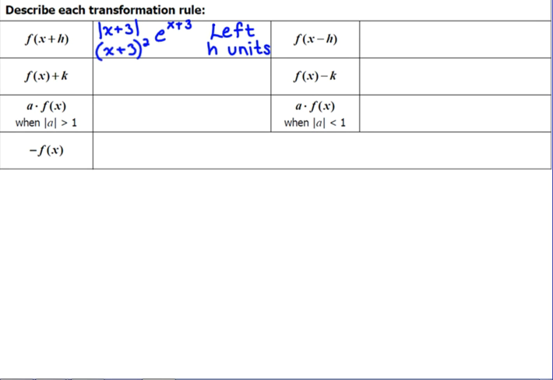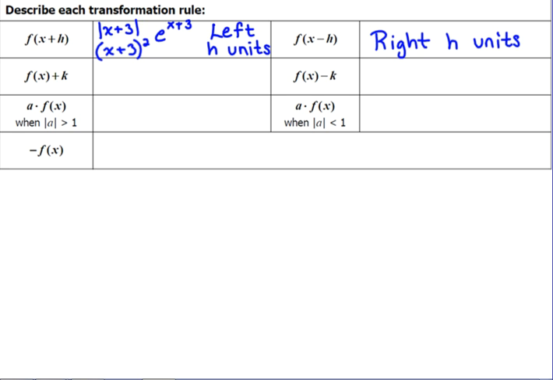So similarly, f of x minus h is going to move to the right h units. When we add or subtract from the variable, inside the function, inside the absolute value, inside the square, inside the exponential, it moves it the opposite of what we would expect it to. But it does affect the x values, so it is a left and right thing. It's just the opposite of what we would expect. Plus, we would think would be right.